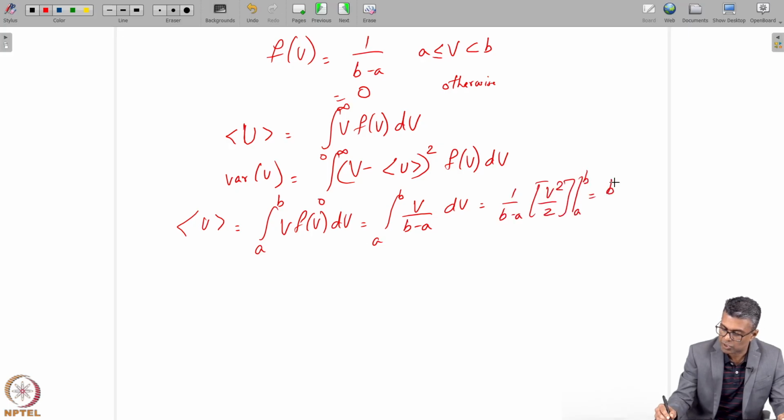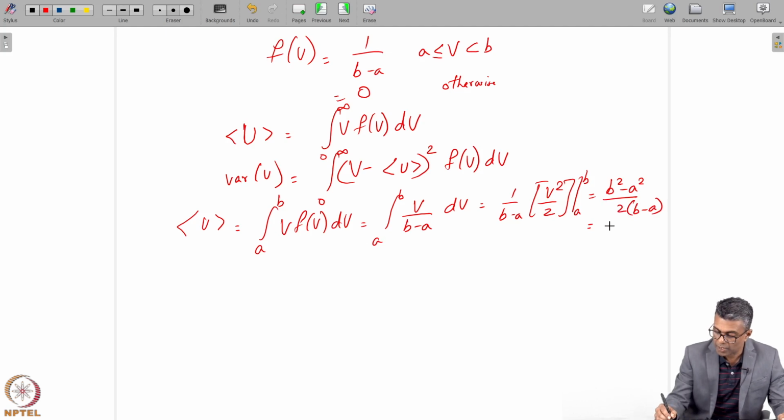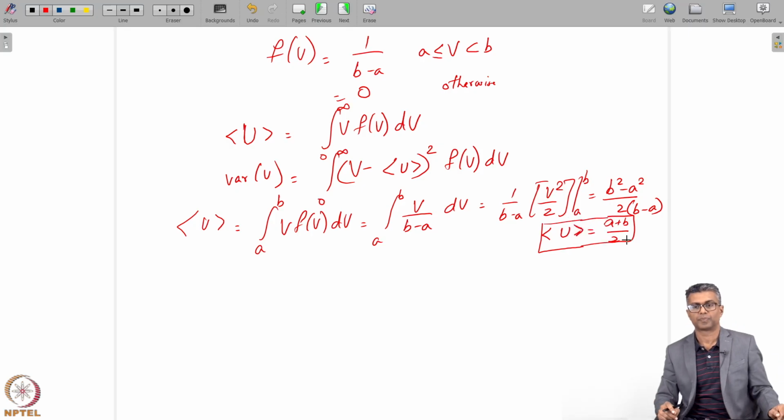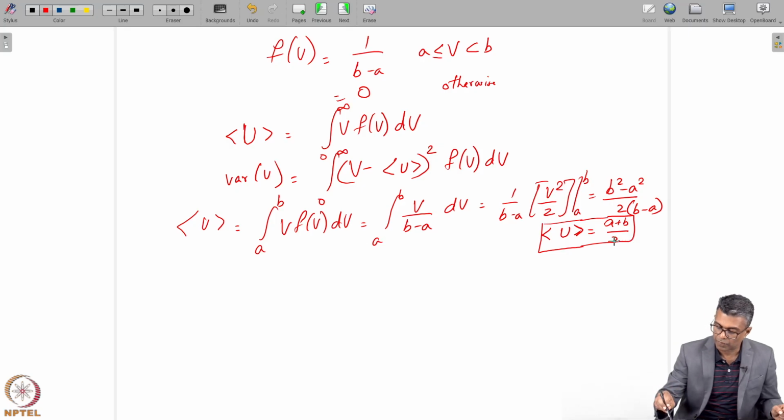So that would be b squared minus a squared over 2, divided by b minus a. So that would be a plus b divided by 2, isn't it? That is your mean. Your mean is a plus b divided by 2, just so that we are clear. Let me just write this clearly.